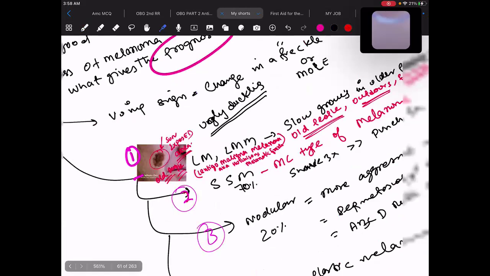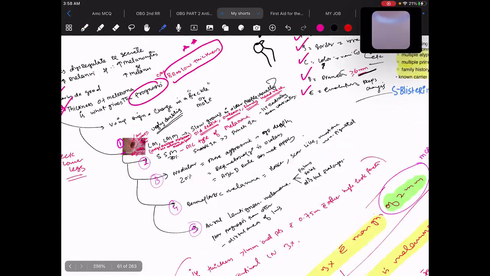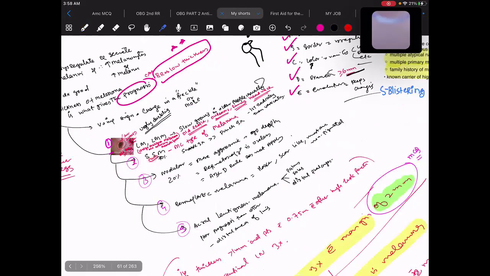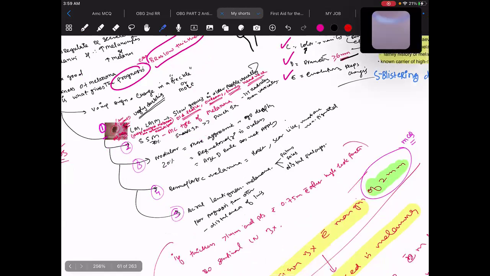Then we have the superficial spreading melanoma, SSM. It is the most common type of melanoma. Incidence rate is 70% in individuals. First it spreads radially, then vertically. Shave biopsy should be done rather than punch biopsy. Please remember that shave biopsy is superior to punch biopsy for the diagnosis.